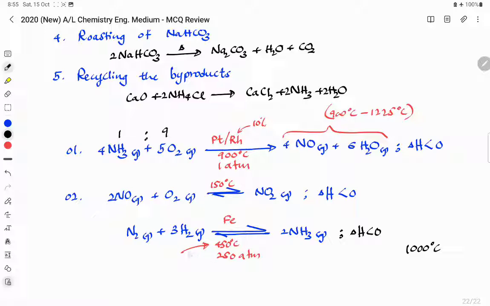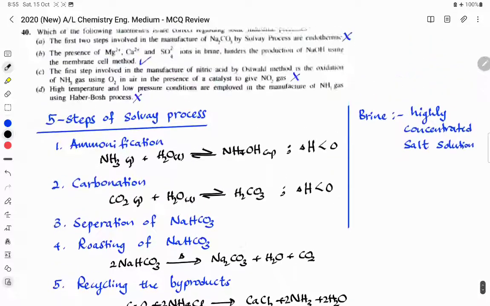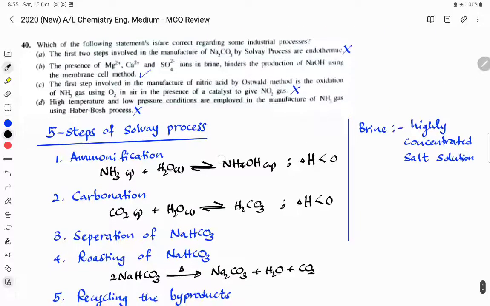Now the pressure increments will help the equilibrium to shift towards the ammonia side. Therefore, higher pressures are used here, but even higher pressures than 250 atm will be more expensive. Therefore, the optimum pressure will be 250 atm for the Haber-Bosch process. Alright, so our answer will be statement B. That means the answer is 5. Let's move on to the next question.